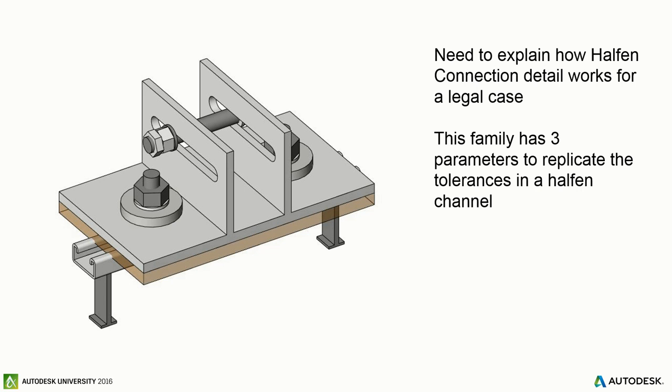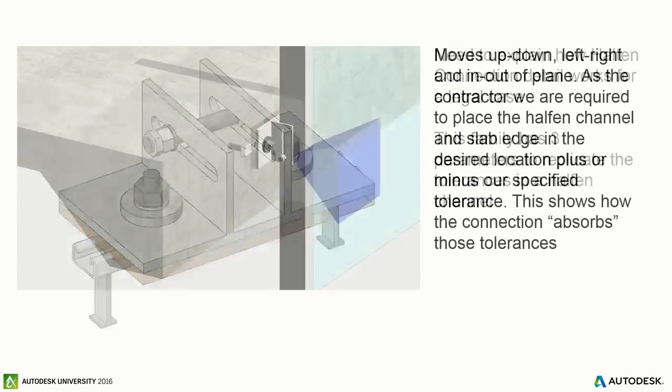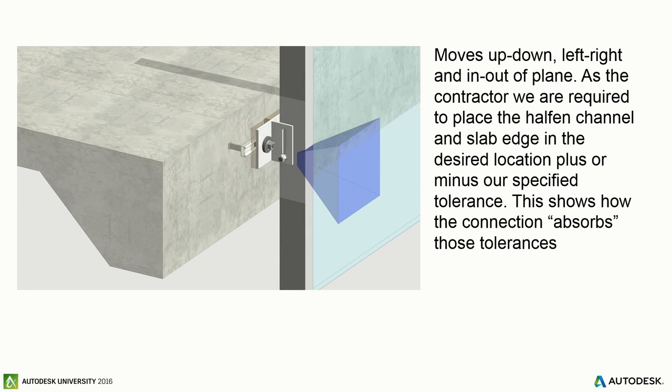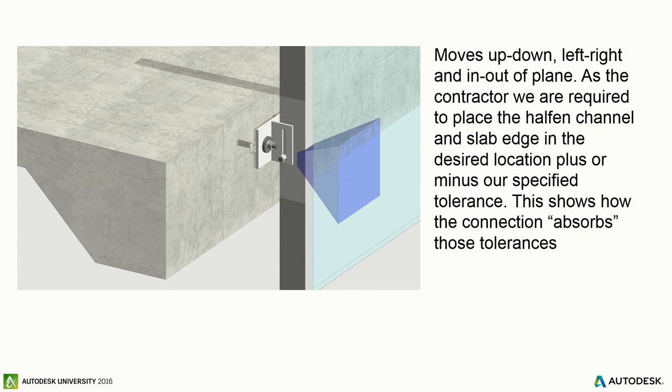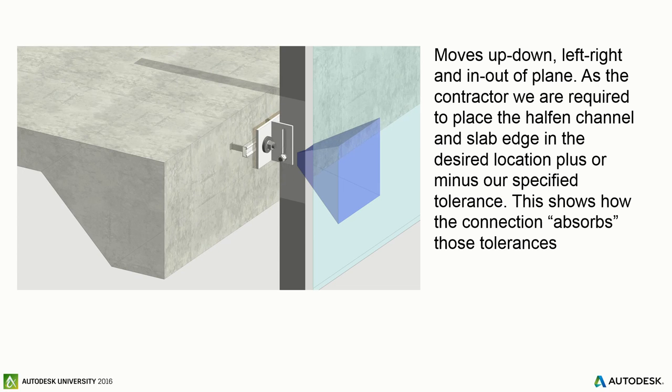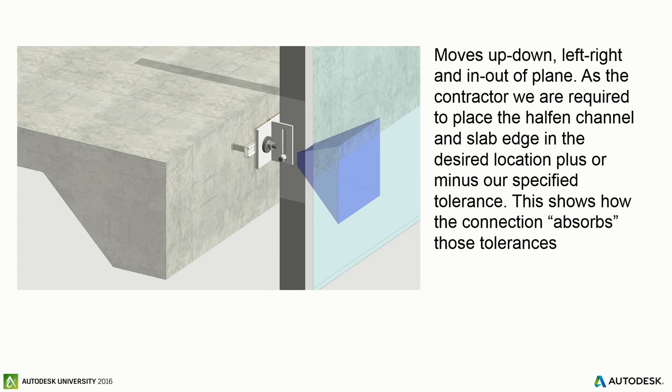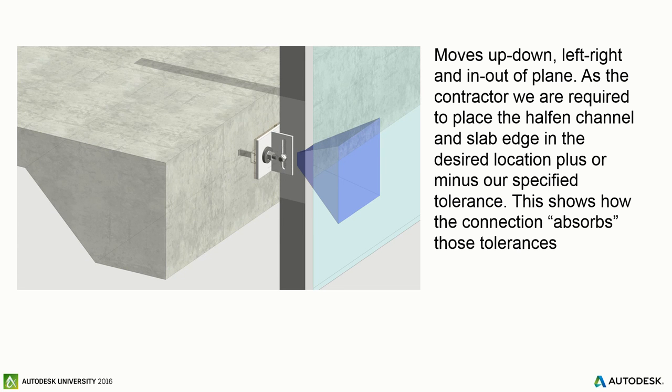So this is the Halfen connection, and I'm going to show you how I use Dynamo for this. This is kind of the Giphy version of it. And so we're using Revit to make that family, which moves with different parameters, and then we're using Dynamo to animate and control it. So I'm going to get out of PowerPoint and jump into Revit with you guys.